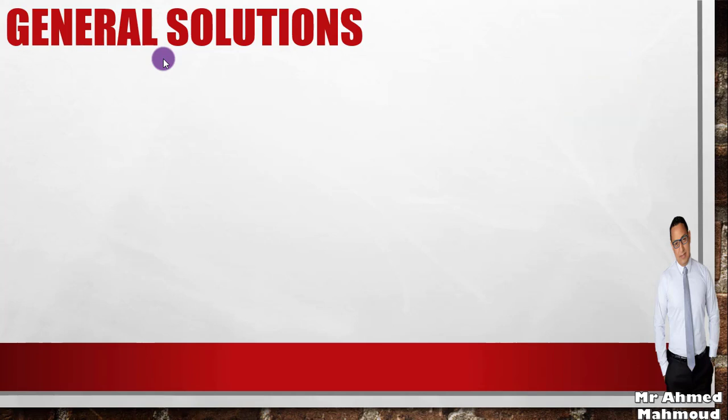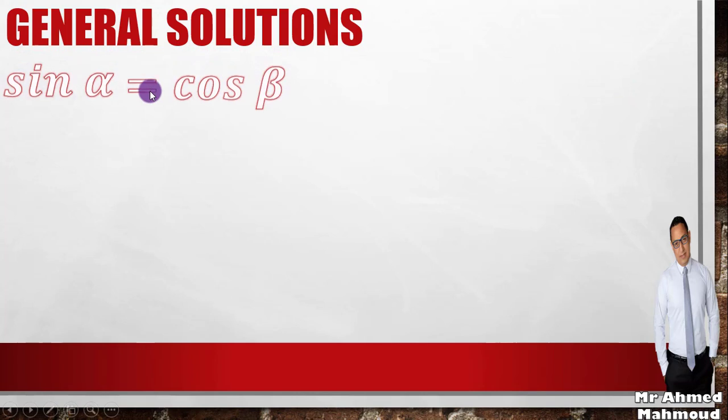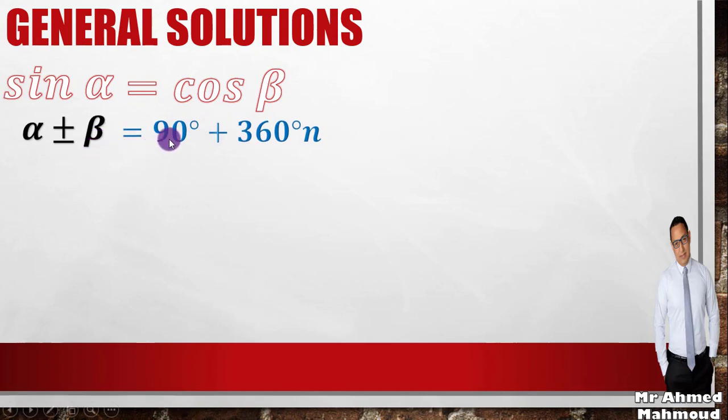Okay, now let's see the first one. If sine alpha equals cosine beta, we said before that when sine equals cosine, then alpha plus beta equals 90, or alpha minus beta equals 90. So it will be like this: alpha plus beta equals 90 plus 360n. What does it mean? Okay, if I turn the angle 1 or 2 or 3 or 4 and so on, every turn equals 360. So 360n means the number of turns around the coordinate axis.